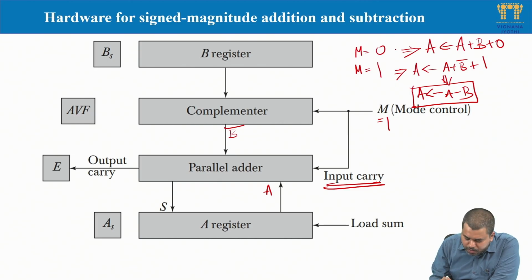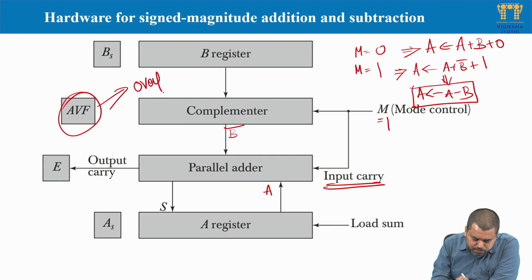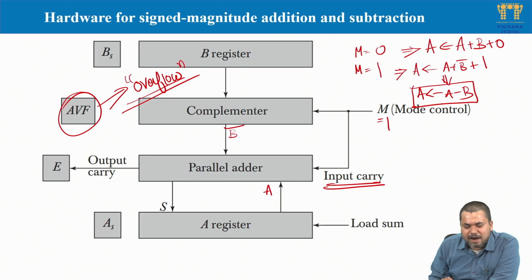If M equals 0, the addition operation is performed in this hardware. Also, we have one more bit called AVF. This AVF bit is used to indicate the overflow. Now this is the hardware which is required for implementing this addition and subtraction.